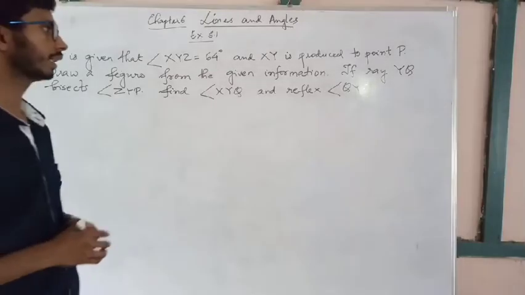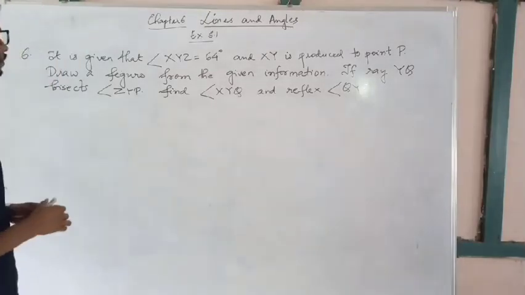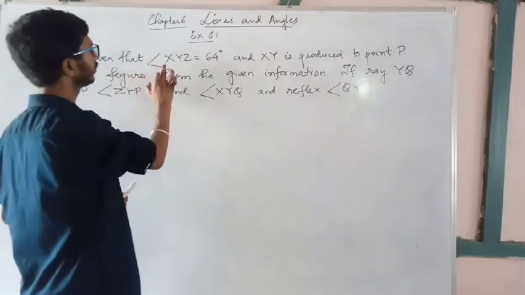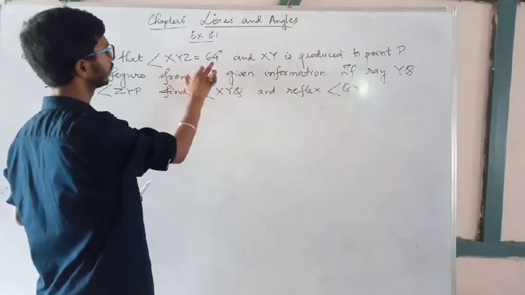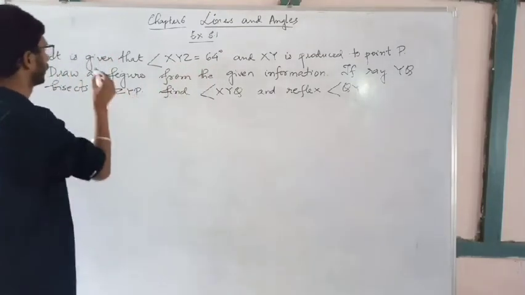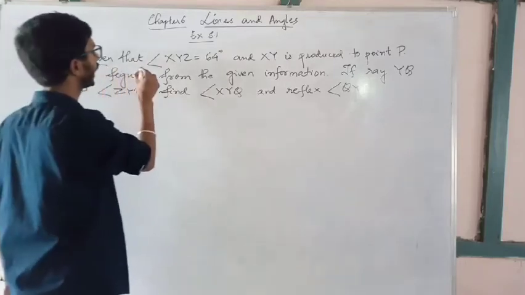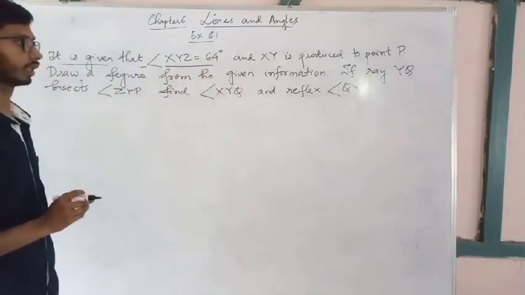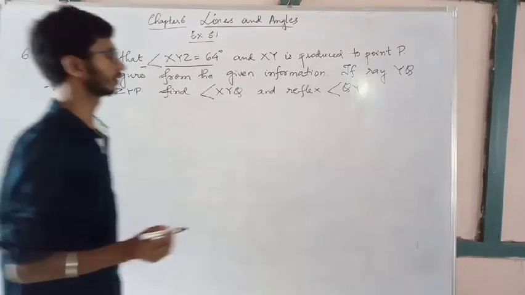Okay, students, let us see the last question, question number 6. It is given that angle XYZ equal to 64. Let us solve this question part by part, okay? It is given that angle XYZ equal to 64. So let us draw this angle.